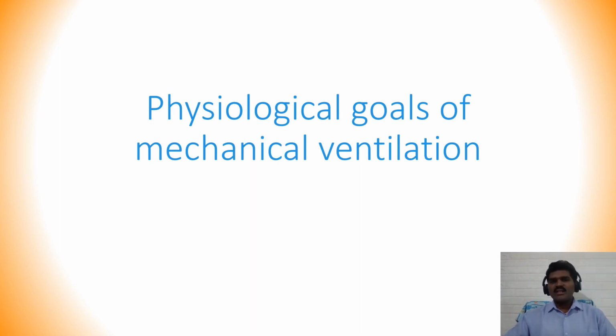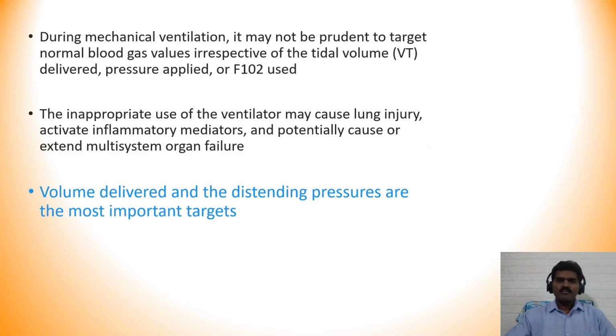Physiological goals are nothing but what you concentrate on achieving whenever you are mechanically ventilating a patient, which can limit ventilator-induced lung damage and ventilator-induced complications. During mechanical ventilation, it may not be prudent to target normal blood gas values, irrespective of the tidal volume, pressure applied, and FiO2 used. Inappropriate use of the ventilator may cause lung injury, activate inflammatory mediators, and potentially cause or extend multi-organ failure.